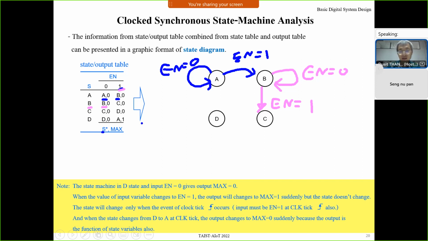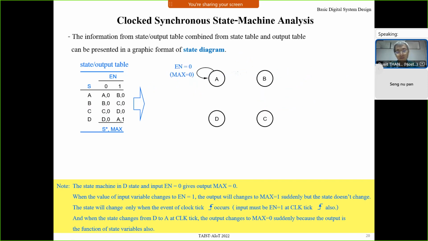Now, if you consider the output at state A, when input is 0, the output is 0. You can write the output next to the arc, the arrow. So finally, if you do all of this, you can get this state diagram.